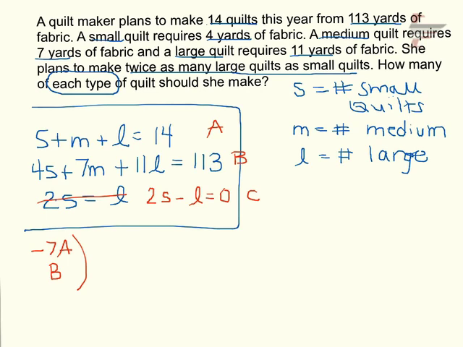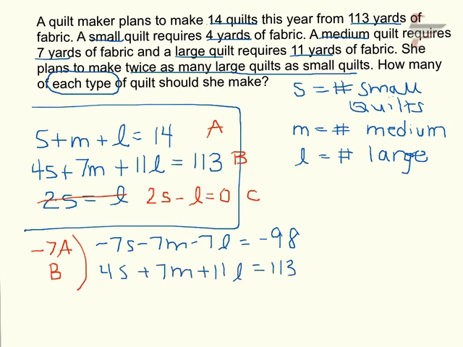So I will have -7S minus 7M minus 7L equals -98. And equation B I'm going to keep as is. And when I add these together, I have -3S plus 4L equals 15. Sorry, that's kind of hard to read, plus 4L.